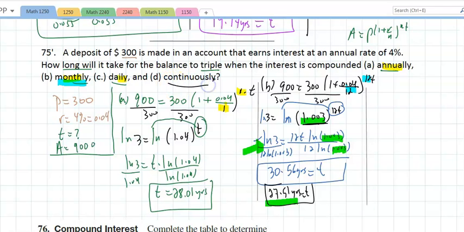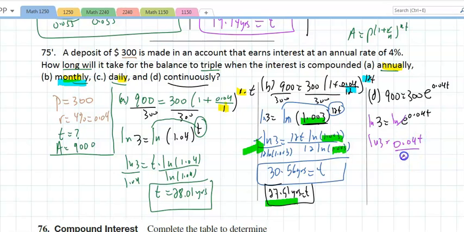I'm going to do part D. Part D says the same deal except we're using continuous. What's the difference between compounded n times and continuous? It's still 900, it's still 300, but it's e to the 0.04t. Isolate the exponential function by itself. 3 equals e to the 0.04t. We're going to take log of both sides, always natural log of 3. Here, the beauty of this, these cancel out, and I really saved myself some work.